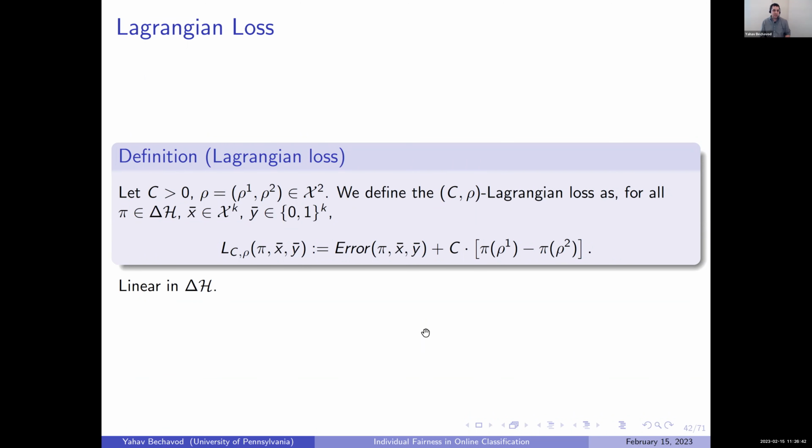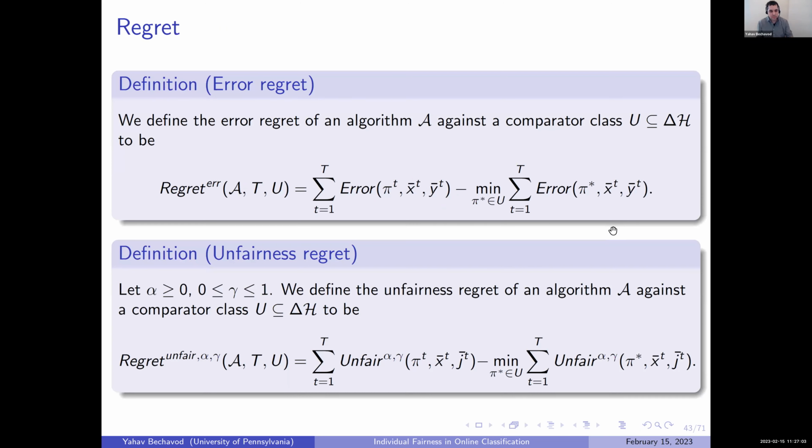We'll also define the Lagrangian loss. The Lagrangian loss is like a weighted sum of the error and of the difference on a specific set of individuals. Think about these two individuals as the reported violation, rho 1 and rho 2, and this will be helpful for us later. We also define regret for each of our losses, the error regret and the fairness regret.